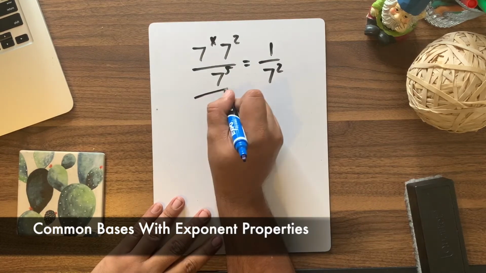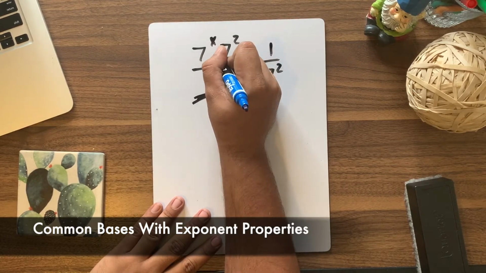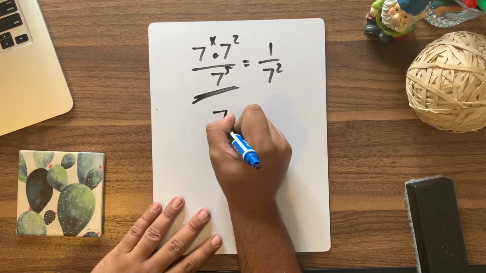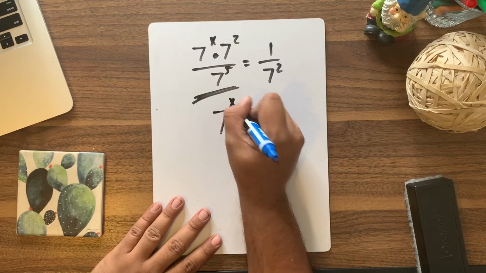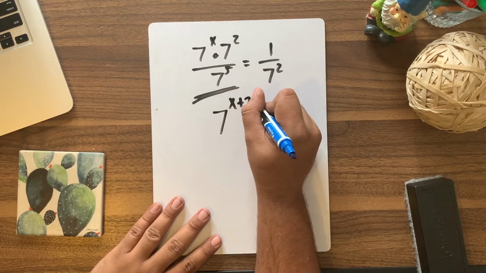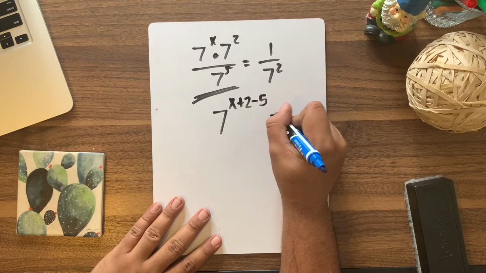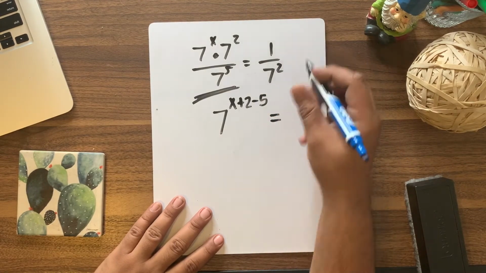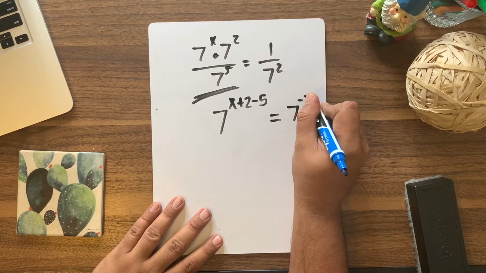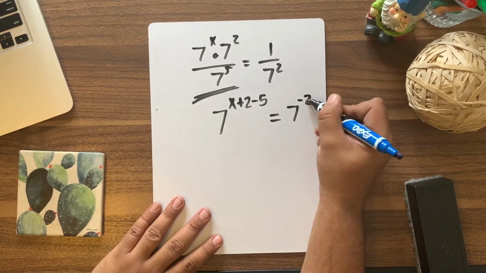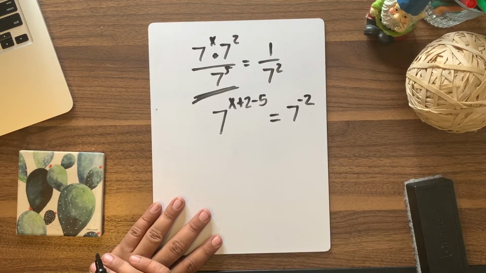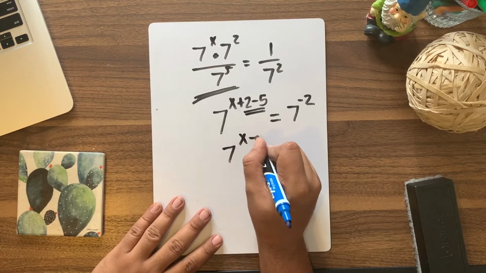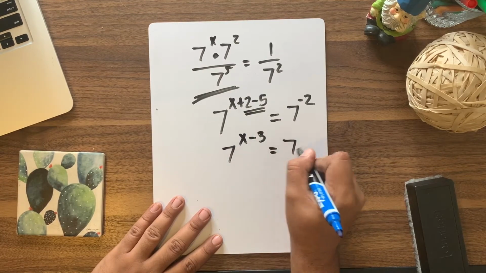If I am going to condense this, things that multiply are positive, things in the bottom of the fraction are negative. So I'm going to write one base of 7, and it's going to be x plus 2 minus 5 equals, what is the equivalent to 1 over 7 squared? Well, that is equivalent to 7 to the power of negative 2, because the negative power represents a fraction. Let's combine these numbers right here. 7 to the x minus 3 equals 7 to the negative 2.